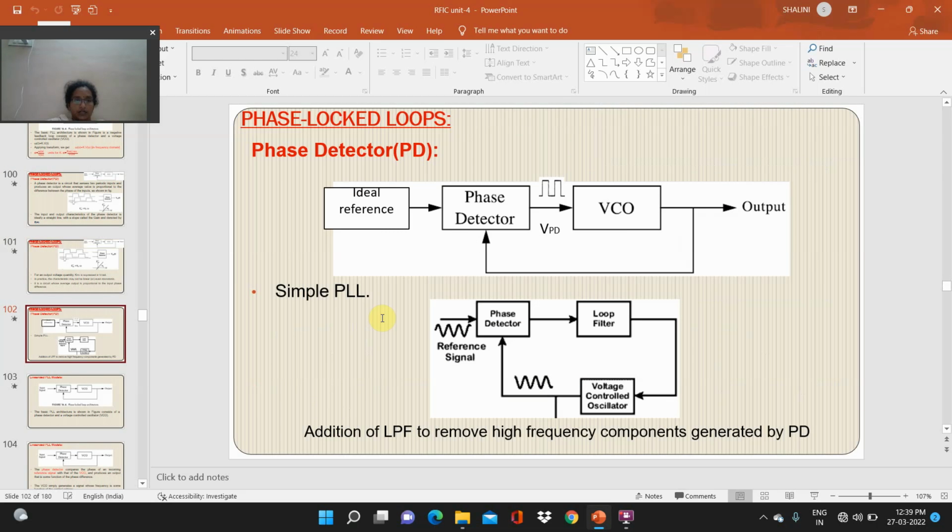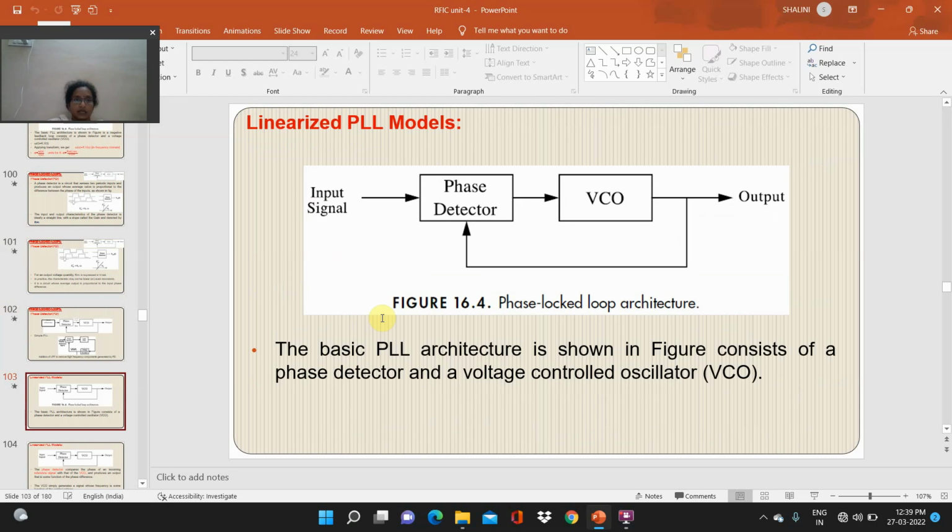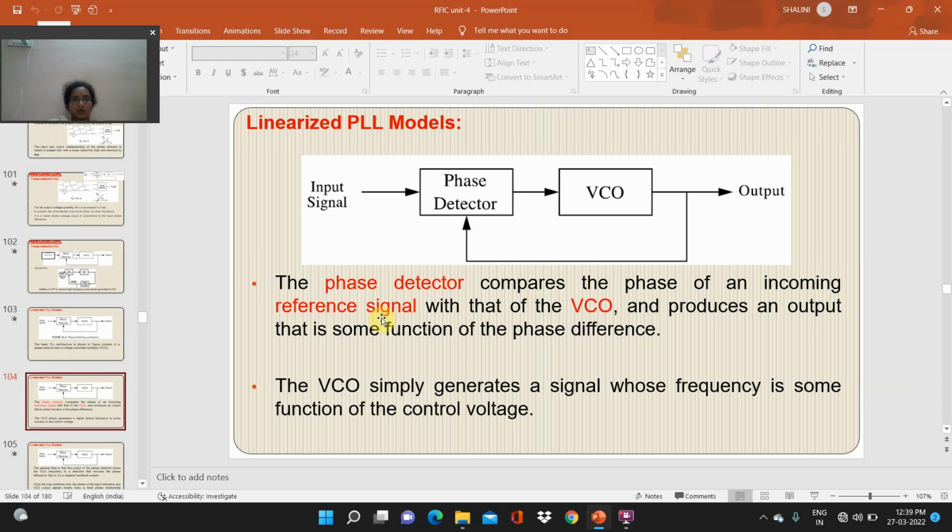Simple PLL: ideal reference, phase detector, VCO, output. Addition of an LPF to remove high frequency components generated by the PD. Linearized PLL model: input signal, phase detector, VCO, output. Phase lock loop architecture. The basic PLL architecture shown in the figure consists of a phase detector and a VCO. The output is given to the phase detector.